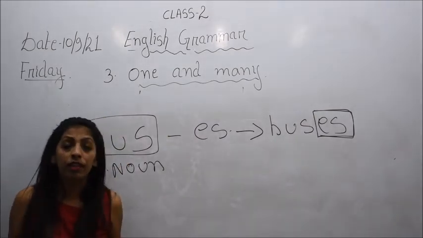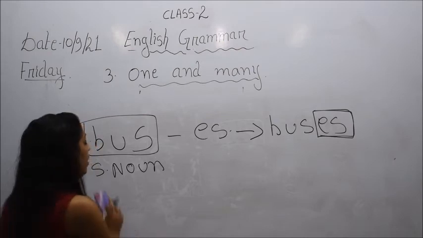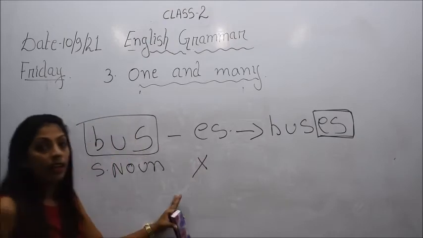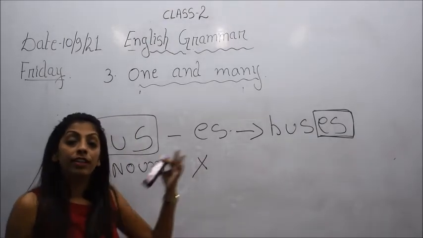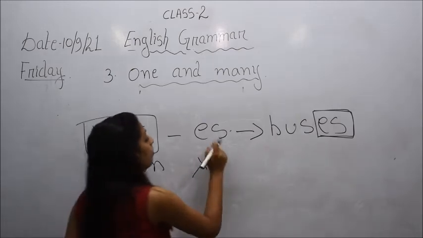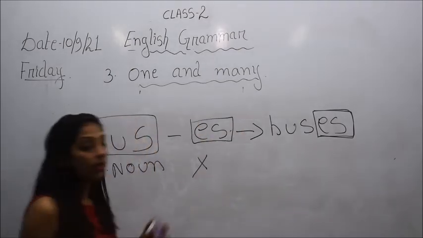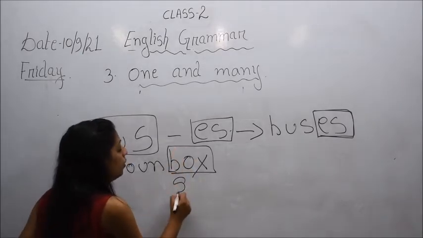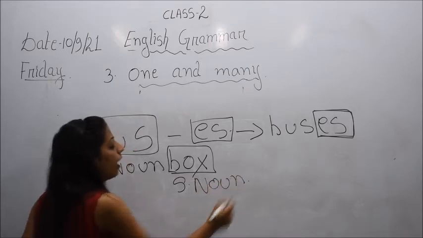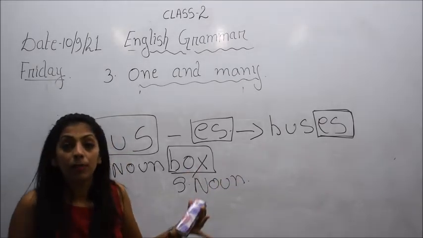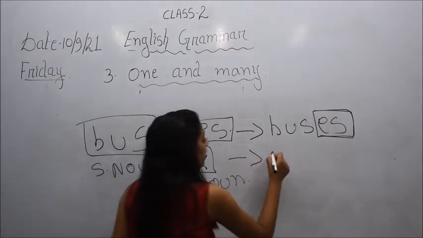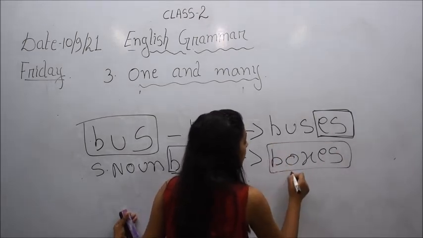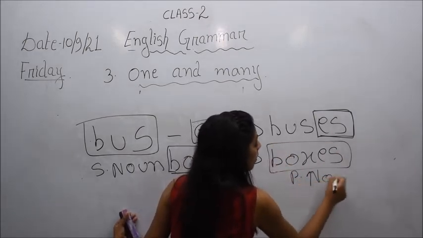So there are also several other words, any word which is ending with X. Those words are also converted into plural noun by adding what? By adding ES. For example, box, and now it is a singular noun, and now you have to convert it into plural noun. So how will you? You will write B-O-X-E-S. So now it has become plural noun.